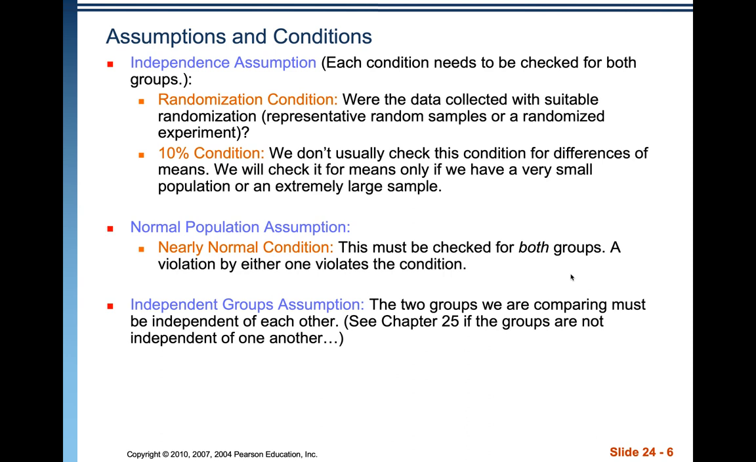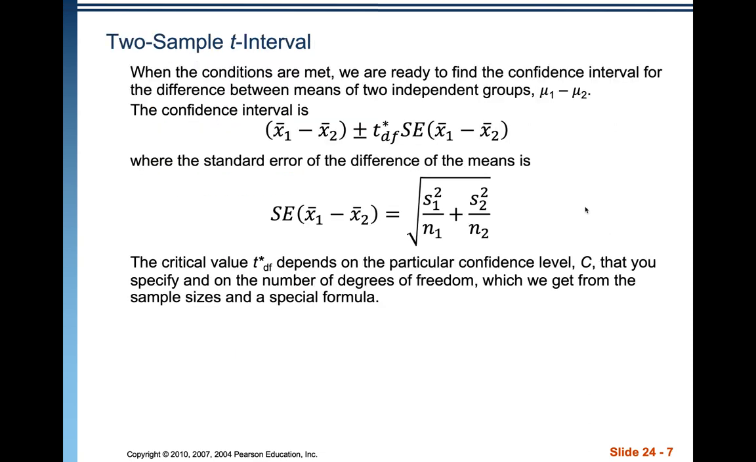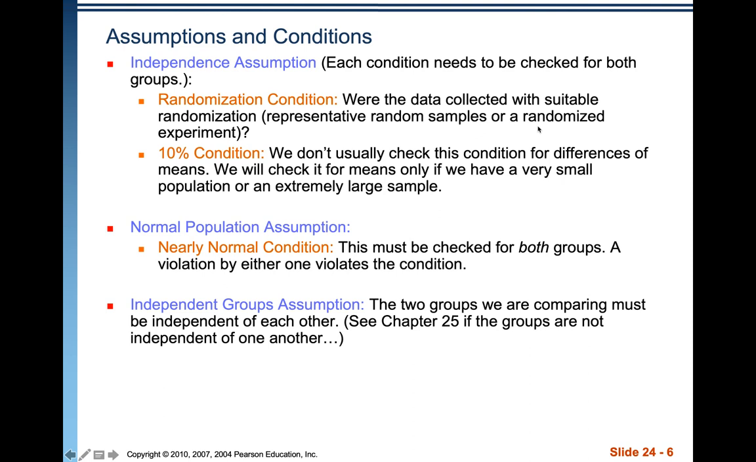Okay. There are assumptions and conditions. Some are about each individual group, and then there's one about the two groups taken into consideration together. So when we say independence assumption here at the beginning, this applies to both groups, and so you need to check these conditions for both groups. Luckily, we typically only check one of them, which is the randomization condition. Were the data collected with suitable randomization, representative random samples, or a randomized experiment? And you have to check that for both samples.